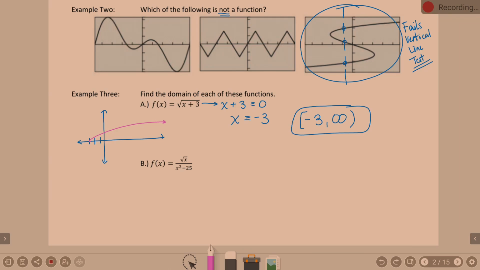So, reminder, we're finding domain. We are working in terms of x values when we talk about domain. And the other piece I have on mine here is these are x values. And when you read your x values, you're going to read x values from left to right. Okay?